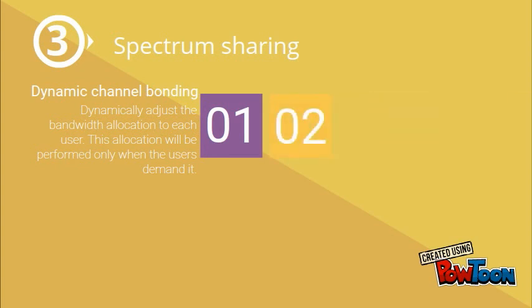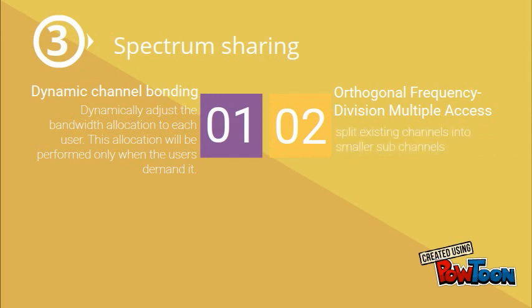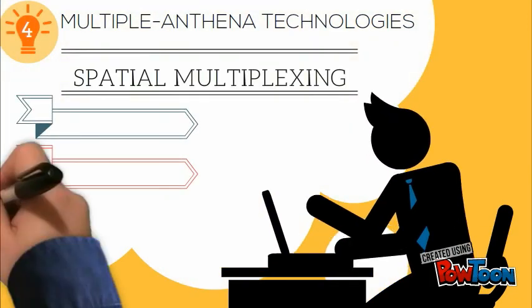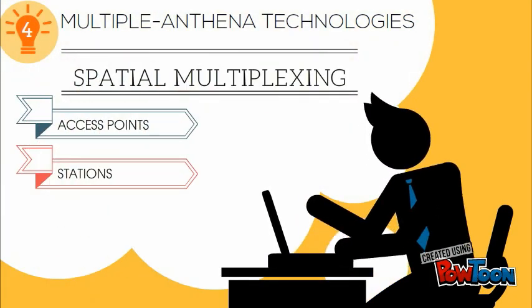The second approach is to split existing channels into smaller sub-channels. This will result in each user having lower data rate but higher average throughput in the whole network. Combining this approach with the first one, the network is able to serve more users simultaneously. Spatial multiplexing uses multiple antennas at both access points and stations to achieve high throughput in wireless LANs.